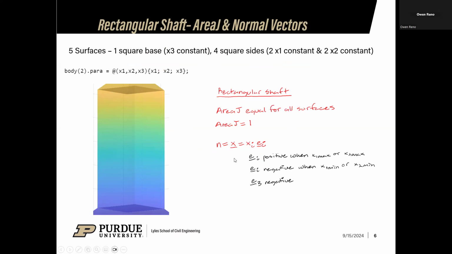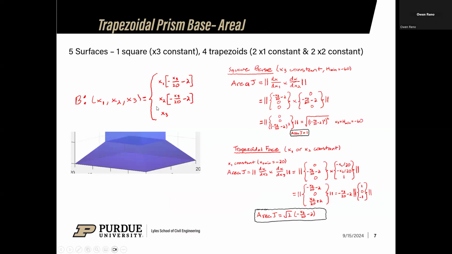But if we look at this normal vector, it was very easy to use additional notation to call out how these vectors are going to be pointed out on this body. So when Ei is positive, it's going to be either x1 max or x2 max, one of those faces. When Ei is negative, that's going to be at the face of x1 min or x2 min. And then when E3 is negative, we know we're at that square base at the bottom pointing outwards from the body.